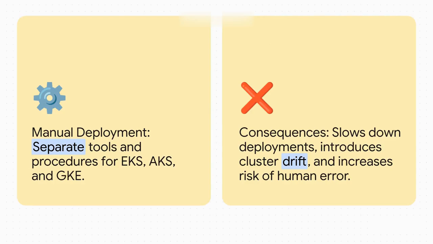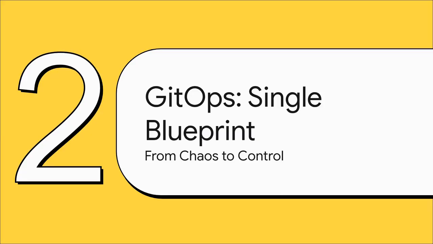You see, each cloud provider has its own way of doing things, its own tools, its own command line interfaces, its own dashboards. When you're deploying everything manually, your teams are forced to follow completely different playbooks for each environment. This is just slow. But worse, it leads to this thing called cluster drift, where your environments get more and more out of sync over time. It's a recipe for human error, and it just doesn't scale. So how do we fix this mess?